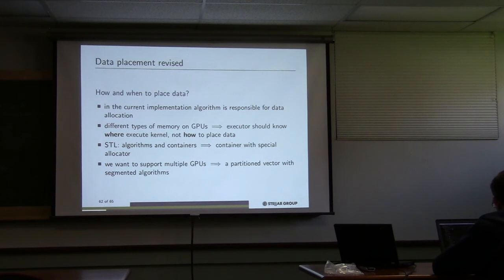GPUs also have different types of memory. We have the global memory. Right now, we are putting everything on global memory. But we can also use constant memory. It may make some sense. We can also, in future, use local memory. Right now, everything is placed in executor code, which, as I said before, is semantically wrong. It's wrong because the executor should not know where to put data. So right now we are moving with ideas on how to use allocators to place data on GPU.